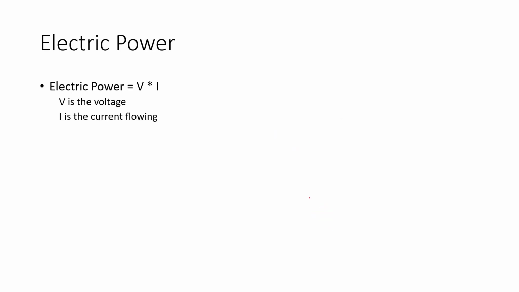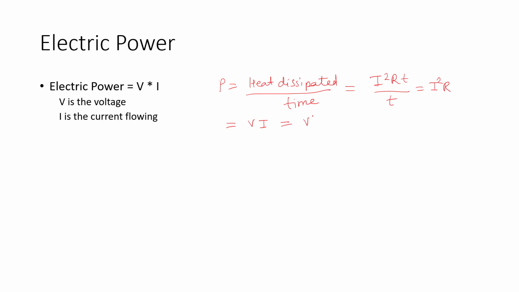Now let's move to the next one, which is electric power. Electric power is basically the rate of dissipation of heat energy in a circuit or in a resistance. So this power P is equal to heat dissipated upon time. Now heat dissipated, as you know, the formula was I square RT, dividing it by T, I get the formula I square R, and the other formulas are, it is equal to VIT divided by T, which is VI, and also equal to V square by R.